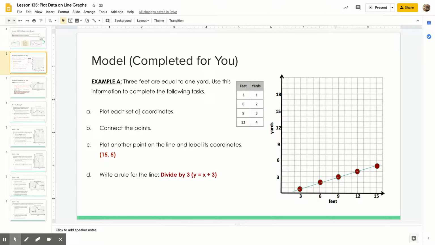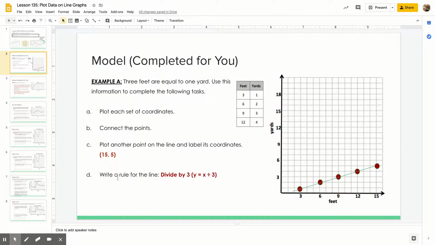So it means that we're going to plot the coordinates. So over 3, up 1, over 6, up 2, over 9, up 3, over 12, up 4. And then it says to plot another point on that line. So I just did the next one, which would be 15 feet is 5 yards. And this line would continue on and on if I extended the line and extended my graph. So the coordinates of that are 15, 3. I connected the points using a line.